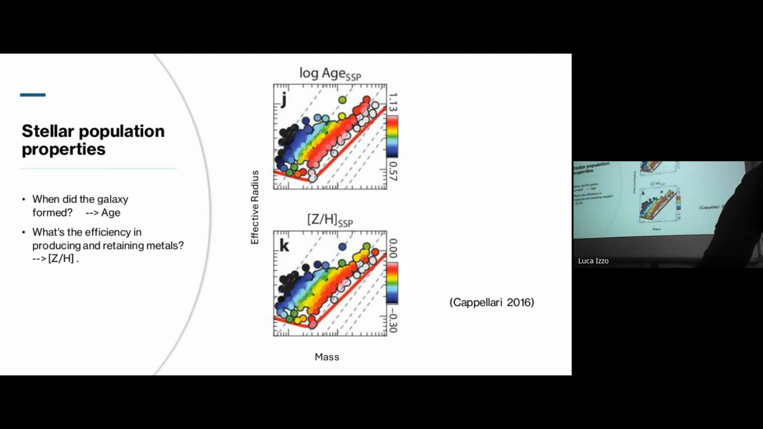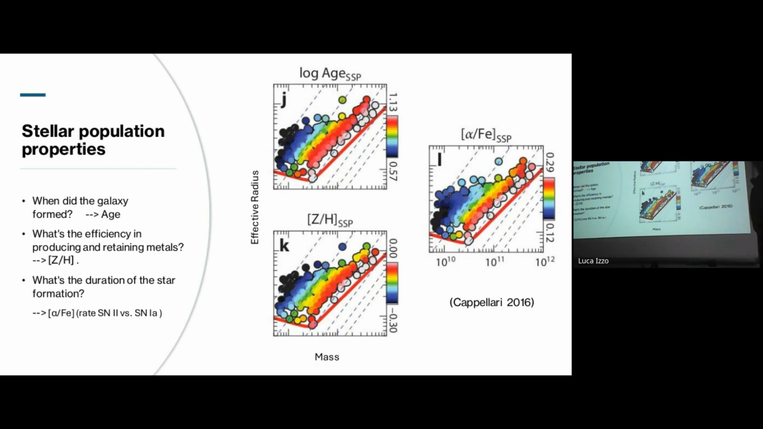And in particular, from the metals, we can also estimate the alpha over iron abundance. And essentially, alpha elements are produced by type 2 supernovae, which have short time scales to explode. And the iron elements are mostly produced by type 1a supernovae, which have larger time scales. And for this reason, the ratio is essentially an indication of how long was the duration of the star formation.